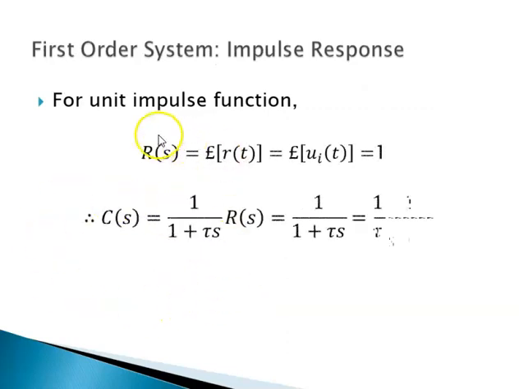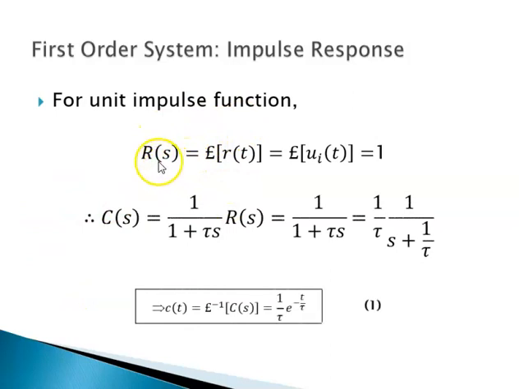For unit impulse function, we have already seen R(s), which is the Laplace transform of unit impulse input, is equal to 1. So we write the output C(s) as the transfer function multiplied by the input, which comes out to 1 over 1 plus tau s. We slightly modify this because we have the inverse transform of 1 by s plus alpha ready. So we see that by taking inverse Laplace transform, we get the response of the system to impulse input.